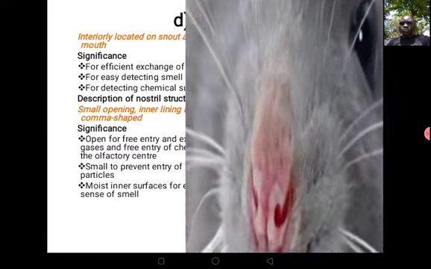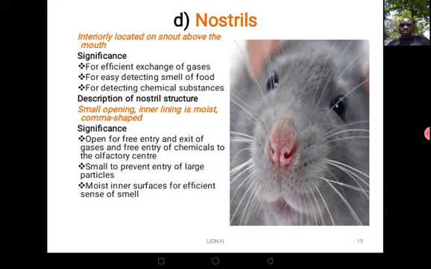Okay, let's look at the nostrils. So when you look at the organism, the rat, critically realize where the nostrils are located. Where are the nostrils located? You realize that the nostrils are located on the snout above the mouth. They are located anteriorly on the snout above the mouth. That's where they are located.